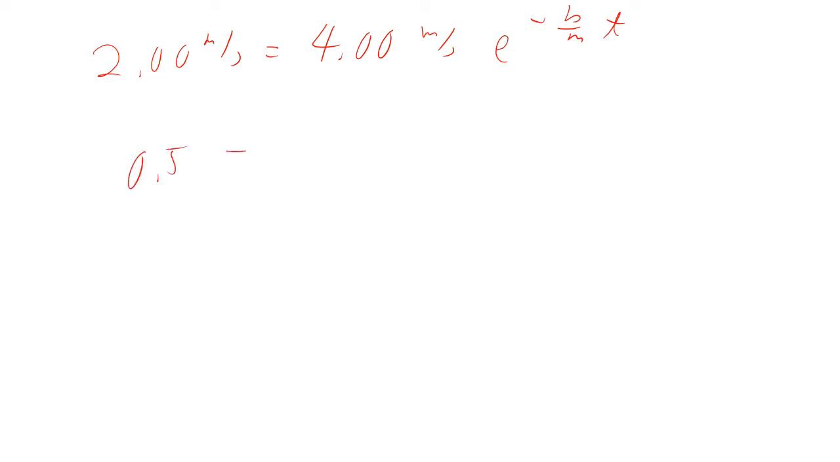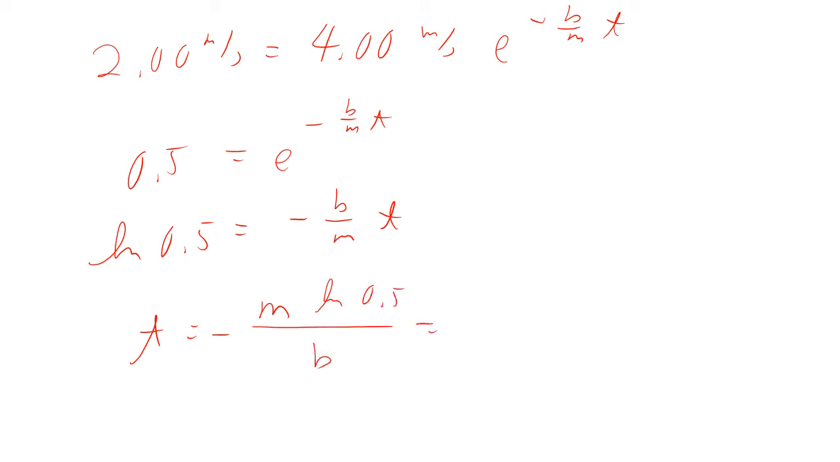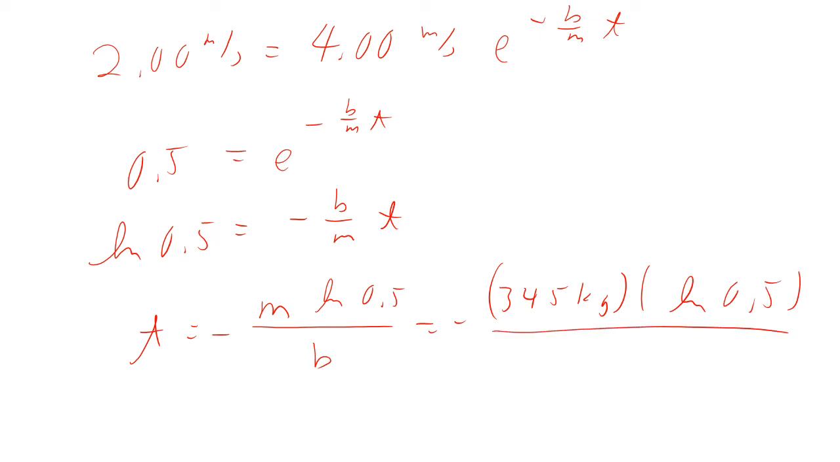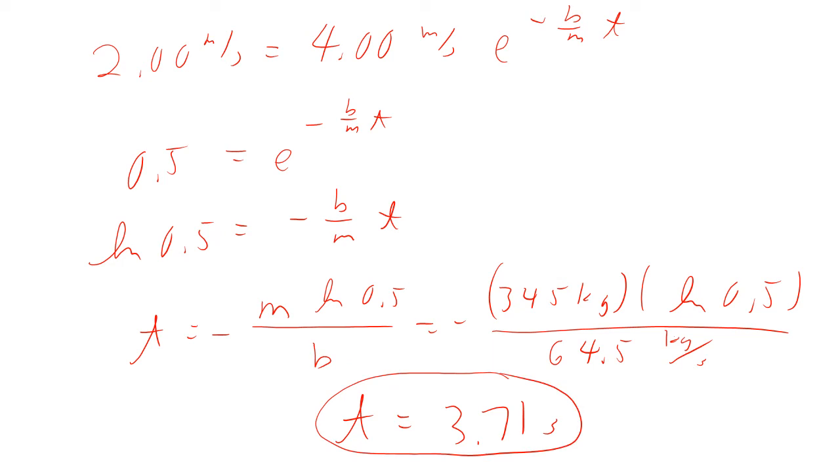So I want to know how long until the velocity is 2 meters per second, if the initial velocity is 4 meters per second. So 0.5 equals e to the minus b over m t. The natural log of 0.5 equals minus b over m t. So t equals minus m natural log of 0.5 over b. So that's going to be minus 345 kilograms times natural log of 0.5 divided by 64.5 kilograms per second. Okay, so t comes out to be equal to 3.71 seconds. So it takes 3.71 seconds to cut the velocity in half.